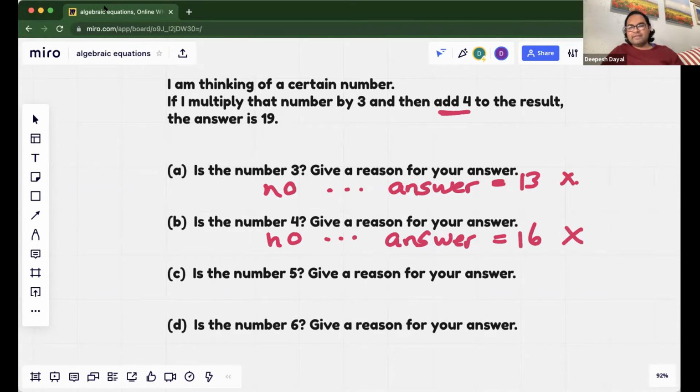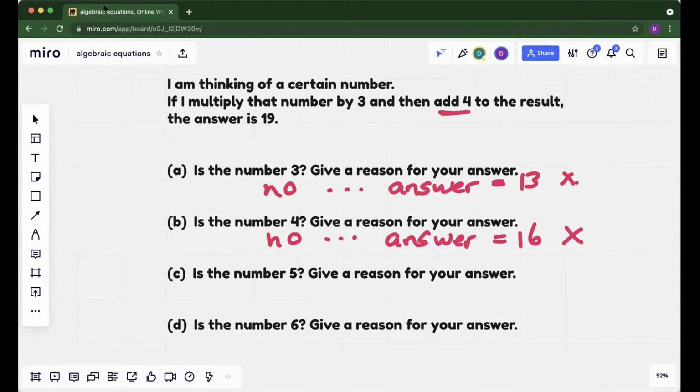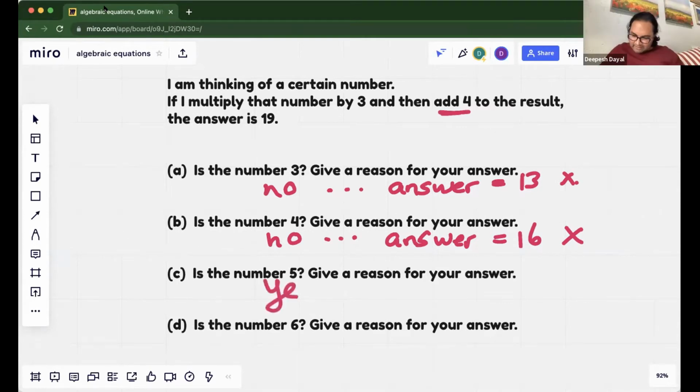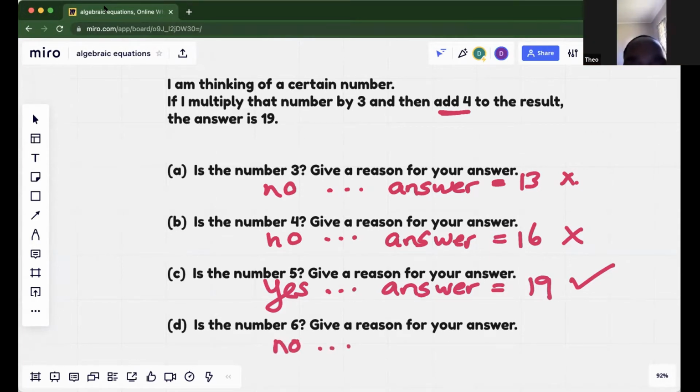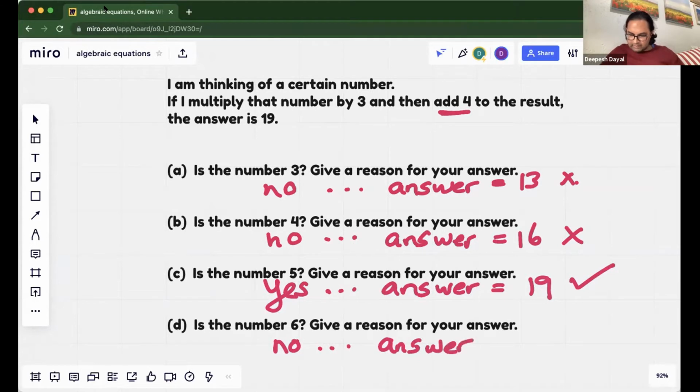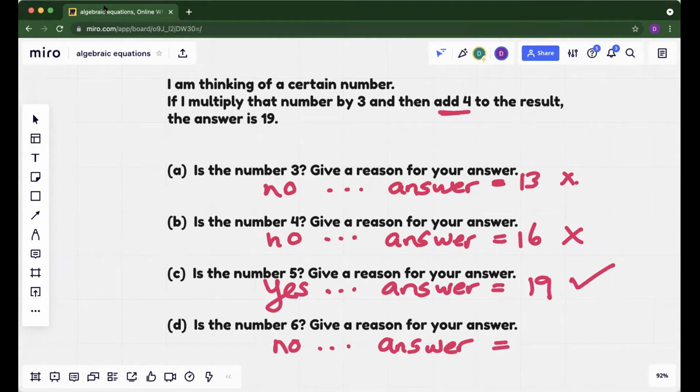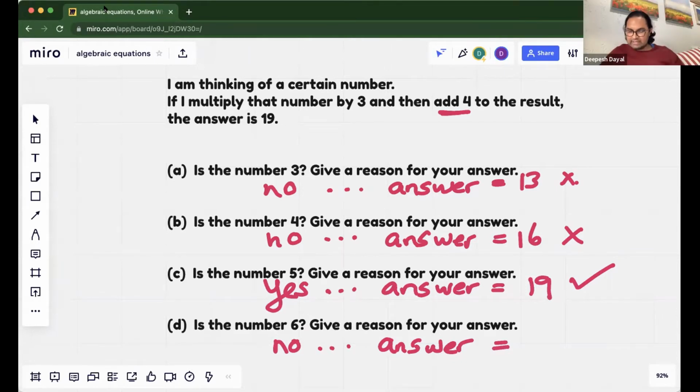Is the number 5? If you put 5 in there, does it work? Yes. So this one is yes, because the answer is 19. And then is the number 6? Obviously, it's no. What is the answer when you plug in 6? When you plug in 6, it is 22, which is wrong.